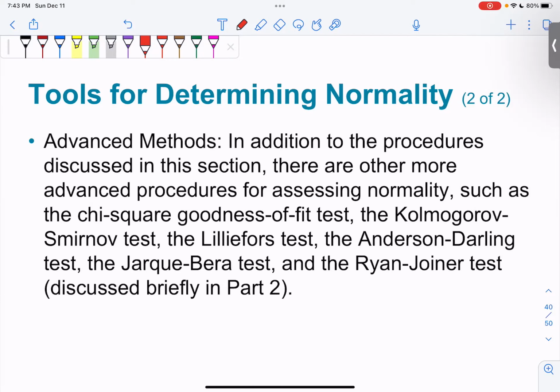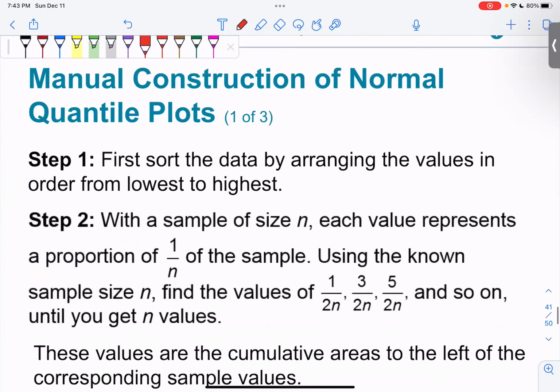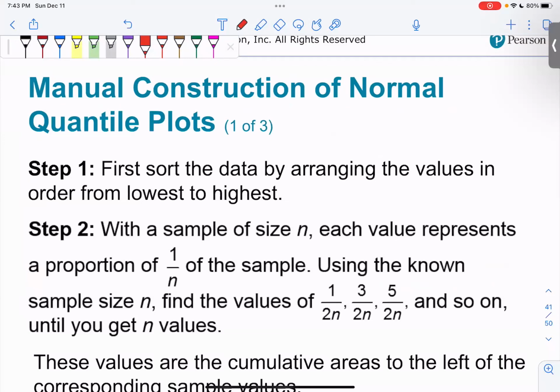I don't think that we'll see them in these sessions. Maybe we'll see just the Ryan-Joiner test here, but the rest we will not study in this course. And then, how to construct the normal quantile plots manually.